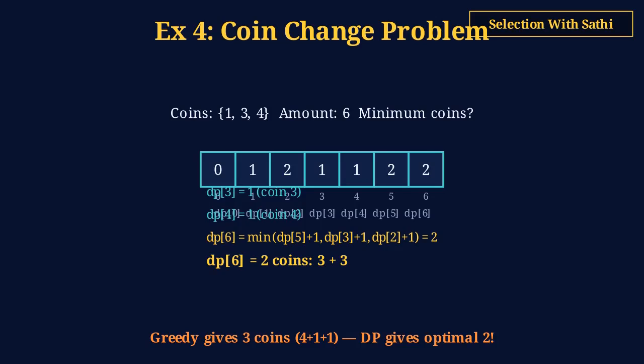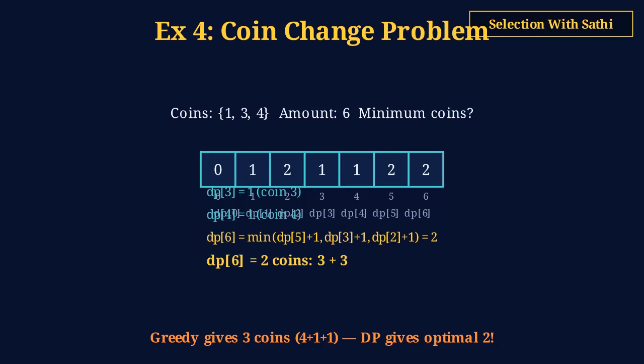dp[1] equals 1 using coin 1. dp[2] equals 2. dp[3] equals 1 using coin 3 directly. dp[4] equals 1 using coin 4. dp[5] equals 2, coin 1 plus coin 4. dp[6] equals 2, using 2 coins of 3.